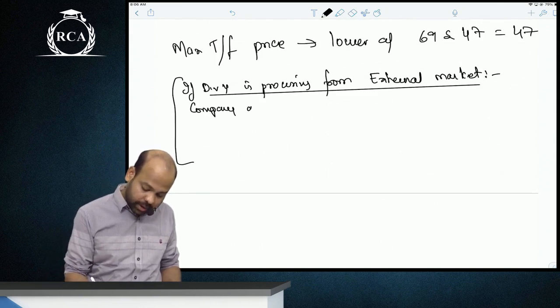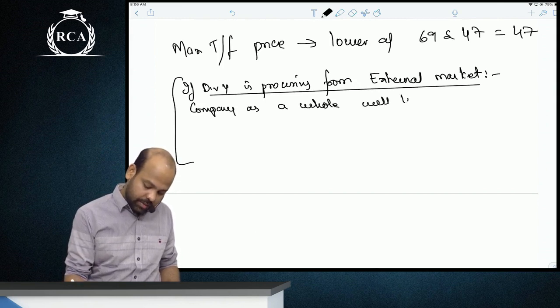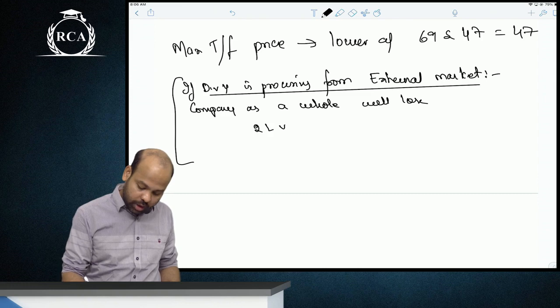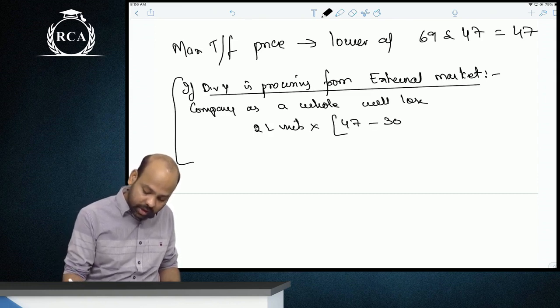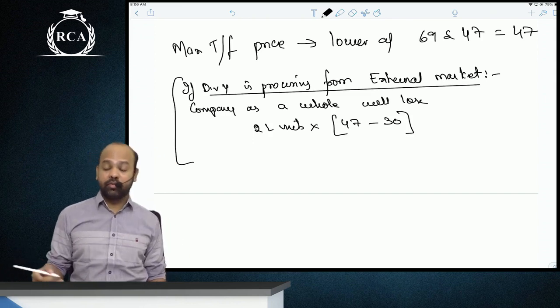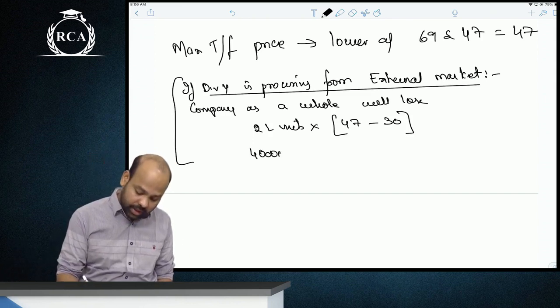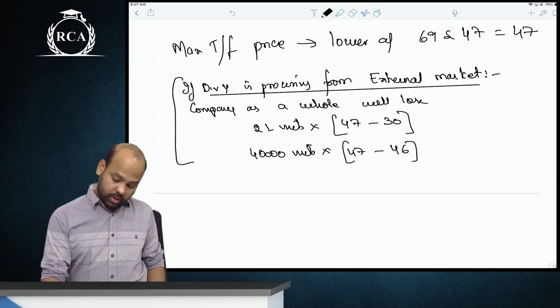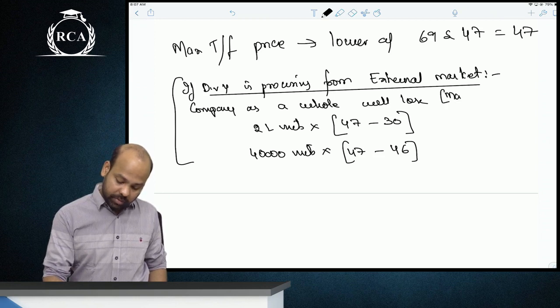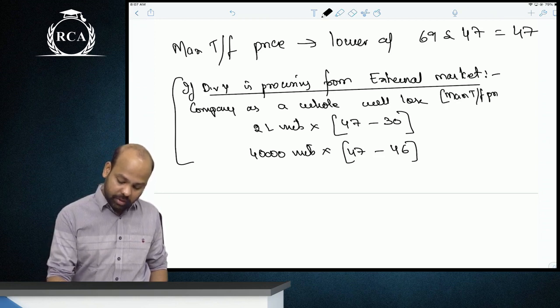Company as a whole will lose. How much will we lose? On 2 lakh units transferred out of spare capacity, it is 47 minus 30, because the maximum transfer price is 47 and the minimum transfer price is 30 rupees. On 40,000 units, it is 47 minus 46. So basically, this is maximum transfer price minus minimum transfer price.